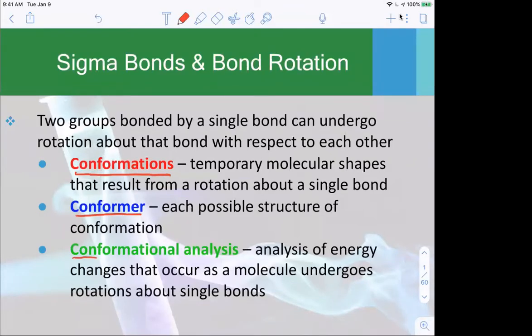Now, I can do an analysis of all of those conformer structures, look at energy changes that occur as a molecule undergoes rotations, and assess stability. Is this a high energy, unstable conformer? Is this a low energy, more stable conformer? That is based on how all of the different bonds, substituents and atoms interact with each other in a particular conformer.